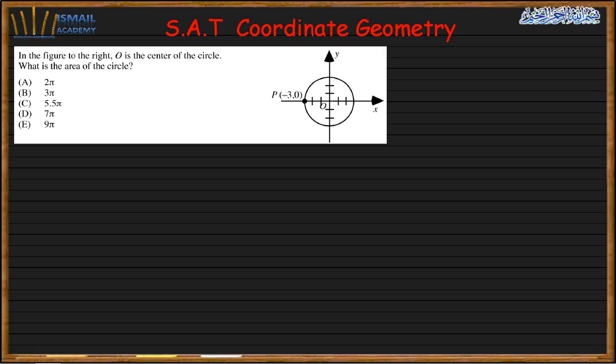In the figure to the right, O is the center of the circle. So it is the area of the circle. We know that the area of a circle is pi r squared. So we need to find the value of r, which is the radius of the circle. The radius is the distance from the center of the circle to the circle. Here the distance from here to here is 3, which means that the radius is 3. So the area will be pi times 3 squared, so it's 9 pi. So E is my answer.